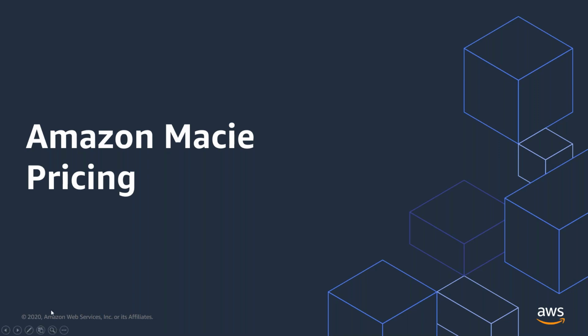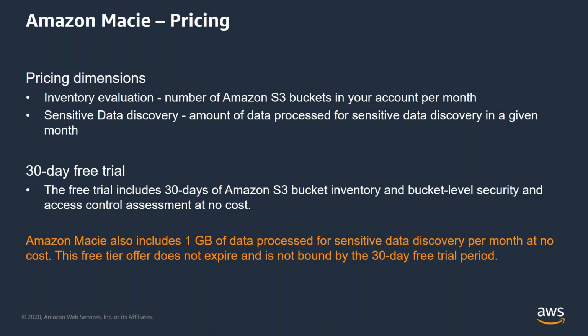This is one of the areas where we received a lot of feedback from customers, and we listened to our customers and made some major enhancements and changes with Amazon Macie pricing. First off, the pricing has been simplified to two pricing dimensions, which are very closely related to the value propositions that Macie brings in. The first one is inventory evaluation.